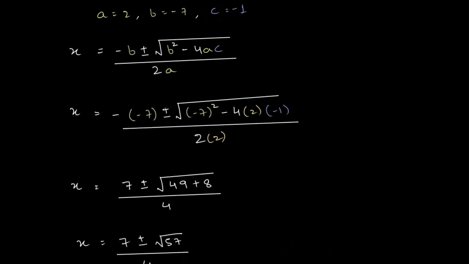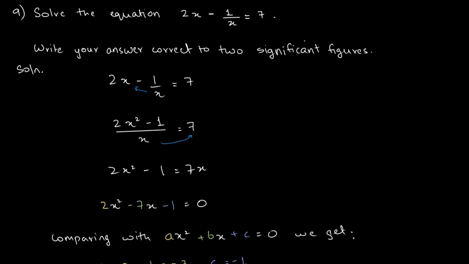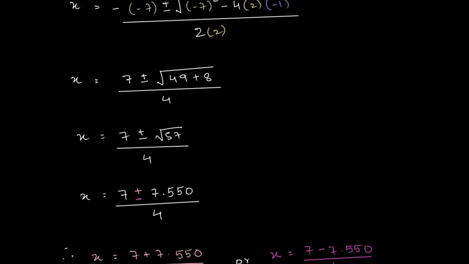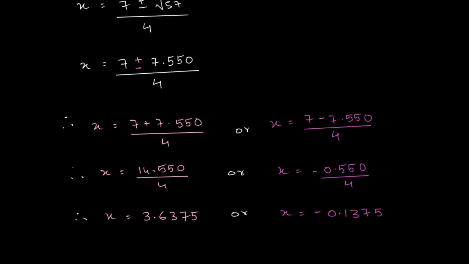However, they've asked us to write our answers correct to two significant figures. If you've noticed here, they've asked us to write our answers correct to two significant figures, right? So just two figures, two numbers in our answers. That's what they've asked us to put down. So the first one, two significant figures here would be 3 and 6. Those are the two significant figures.